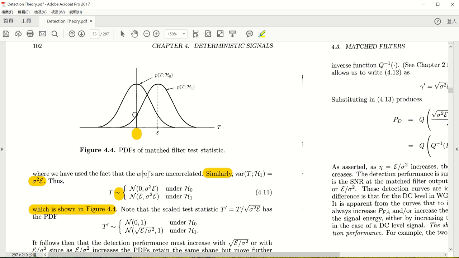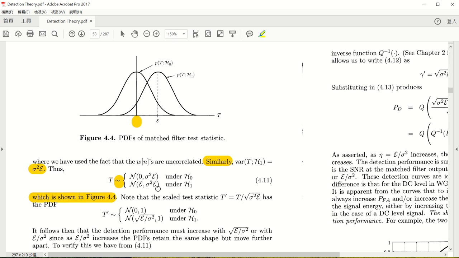So in this case, we have zero mean and some kind of variance, which is sigma square epsilon. And then we have the probability density function of T conditioned on H1, which has epsilon as the mean, and then the same variance. So it's spreading out with sigma square epsilon.